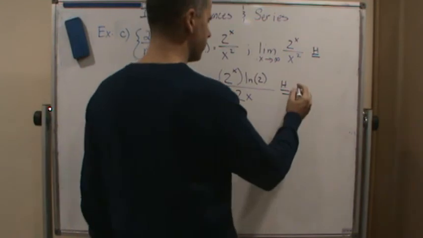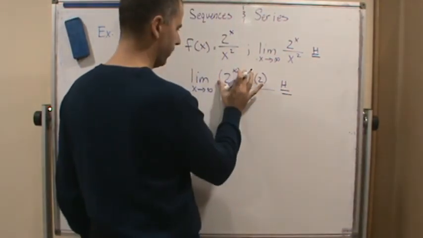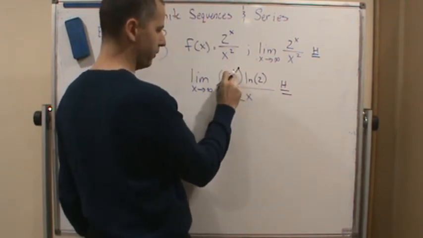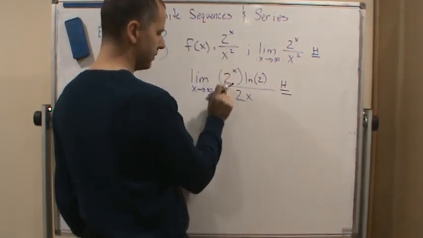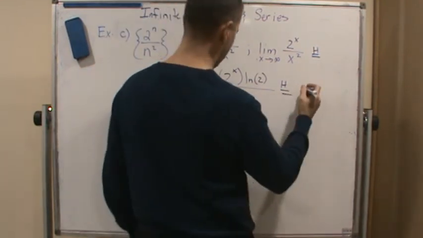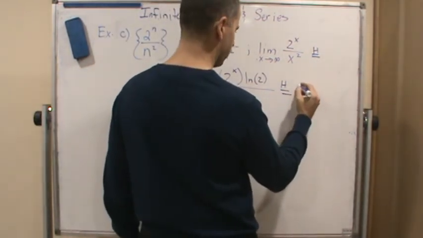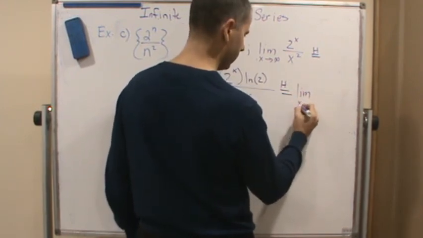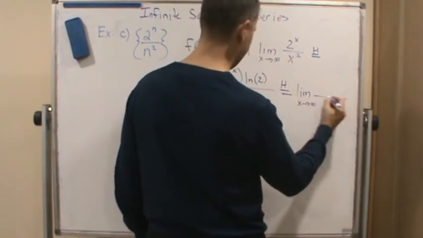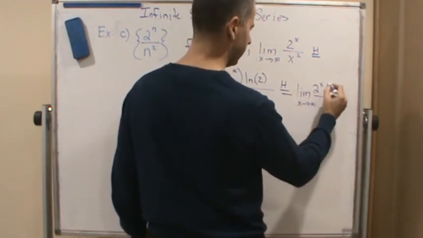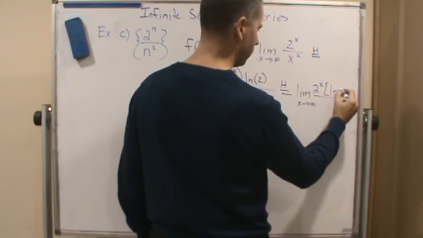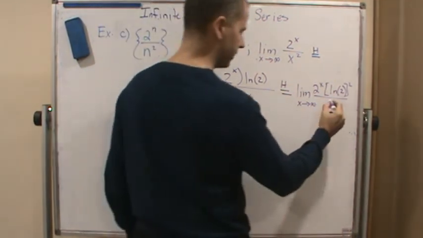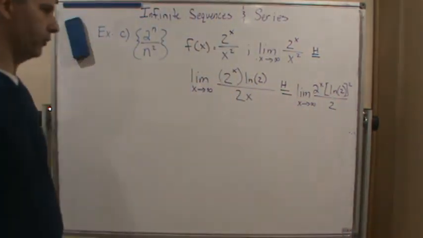Okay? So again, the derivative of this is going to be 2 to the x times the derivative of x, which is 1, times the natural log of 2. So we're going to get another natural log of 2 in here. So this is going to be the limit as x approaches infinity. And now we get 2 to the x times natural log of 2 squared. And now the derivative of the bottom just gives us 2. Aha!